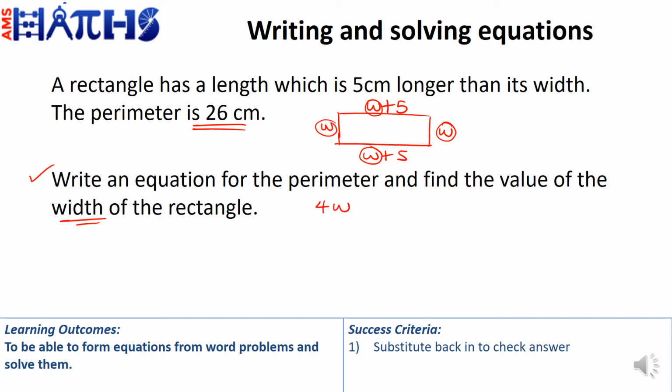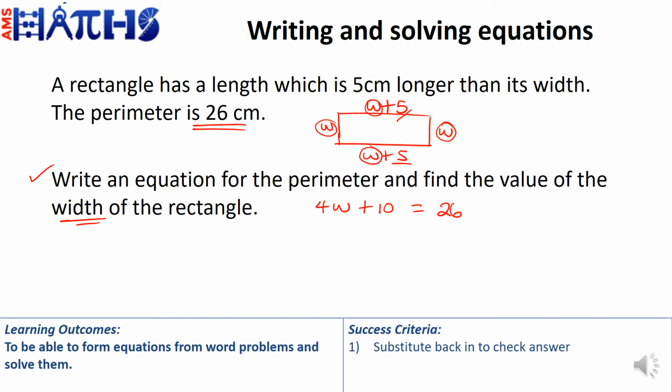And then adding 5 and 5 would give us 10. So we've added 5 and 5, and so we've added all the sides. And now it tells us in the question that the perimeter, which we have written as 4W plus 10, is actually 26 centimeters. So we can say that that would be equal to 26. It now says find the value of the width of the rectangle.